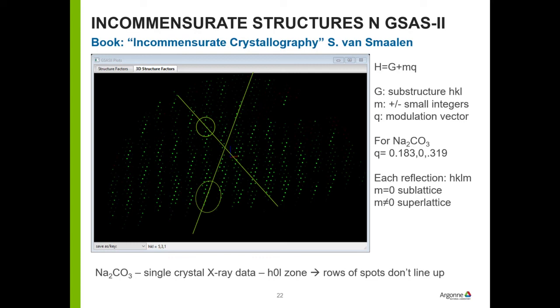So each reflection then has four indices. If M is 0, that's a sublattice reflection, and some of these are sublattice reflections. If M is not 0, and it's either plus or minus 1 or plus or minus 2 or plus or minus 3 or 4 in this particular case, and you can see that in the pattern, then those are superlattice reflections.